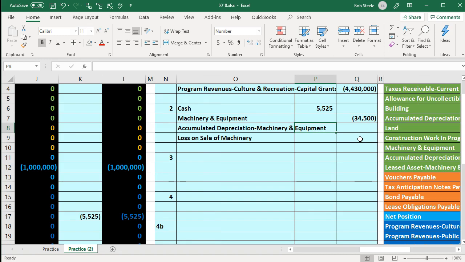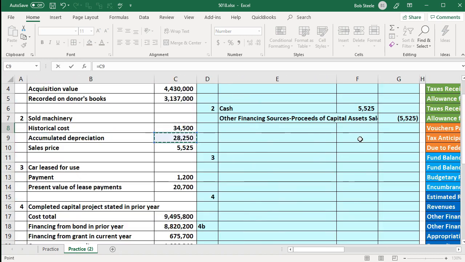And then we want to reverse the accumulated depreciation. It's a contra account with a credit balance. We're going to debit it, doing the opposite thing to it for whatever the value of the accumulated depreciation is. So I'm going to say equals on the debit side, and that's going to be the 28,250 and enter.